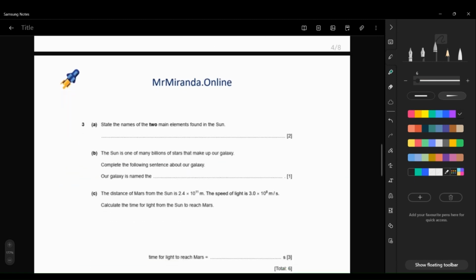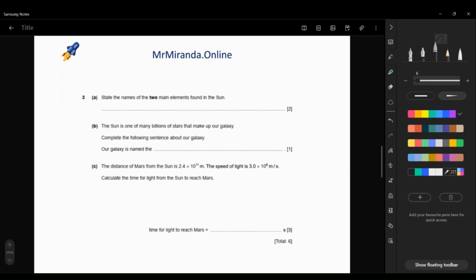Moving on, question 3. A. State the names of the two main elements found in the sun. The sun, like every star, exists because it fuses matter. The sun is fusing hydrogen to produce helium, but still the main component of the sun is hydrogen, and the second one is helium. So hydrogen is the first one, helium is the second one. Let me just spell helium correctly.